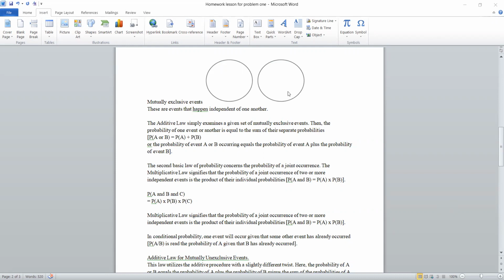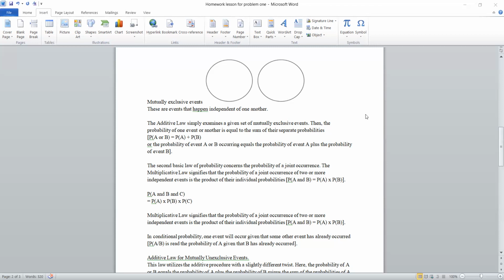So we can see our two circles here. Notice that they're not overlapping. They are two separate circles. So if these circles each represented an event, we would say they were mutually exclusive, meaning that these events happen independent of one another. Okay? So that's the first concept you need to understand. Are these two separate events or two separate things?